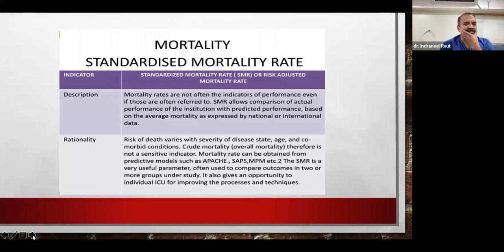So the rationale of this is that the risk of death varies with, as I mentioned, severity of illness, age, disease, and comorbid condition. And crude mortality is therefore not a sensitive indicator. So what they do is they calculate the predictive mortality from models such as the APACHE, SAPS, and other severity scores. And then they compare it with the actual mortality. So what is an SMR? Can I have the next slide?